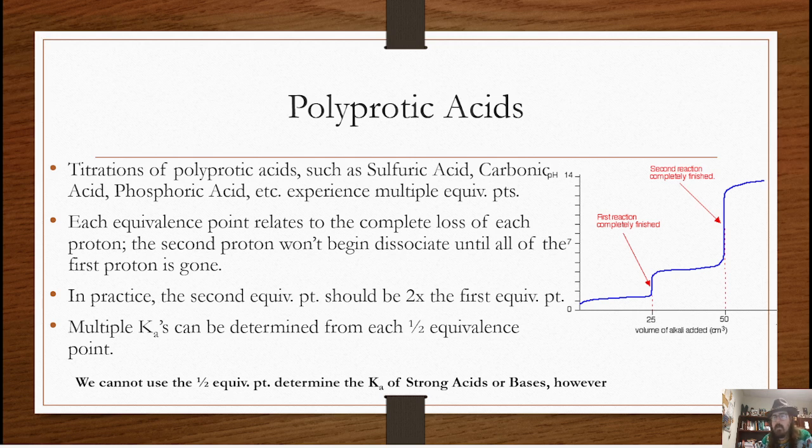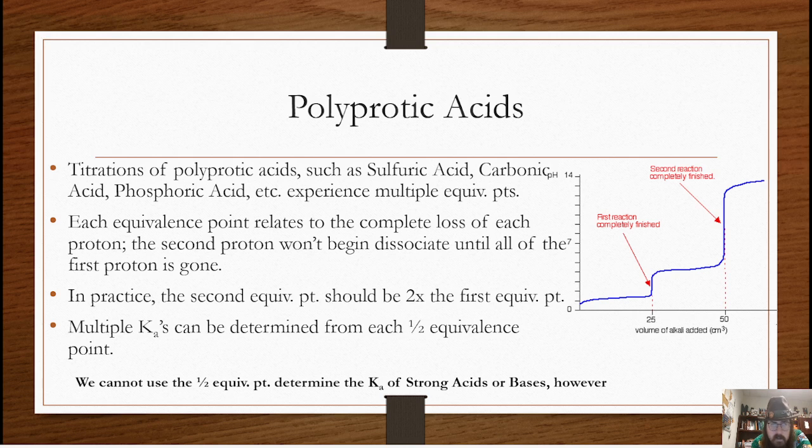But as long as they are not strong acids, they experience multiple equivalence points, with multiple Kas. However, if it's a strong acid, you cannot find the first Ka. But the idea is, until the first proton is completely lost, you're not going to start touching the second proton. And so we see a huge jump as we completely remove the first proton and start to remove the second proton.